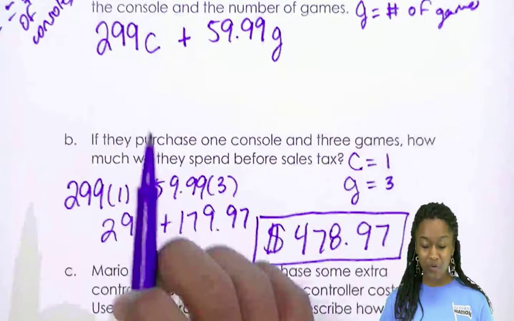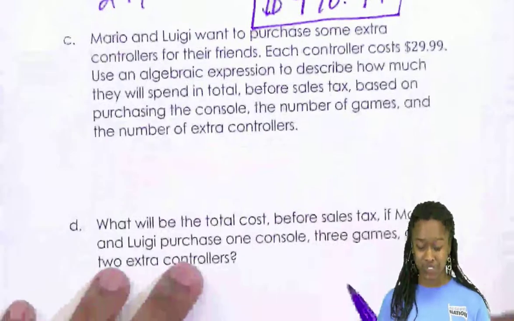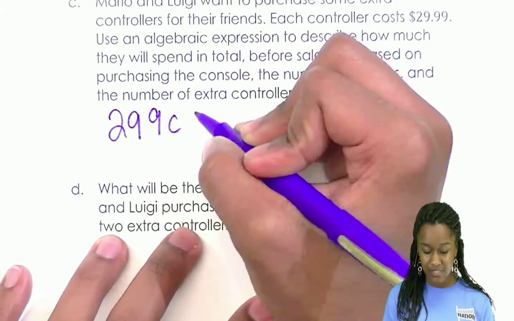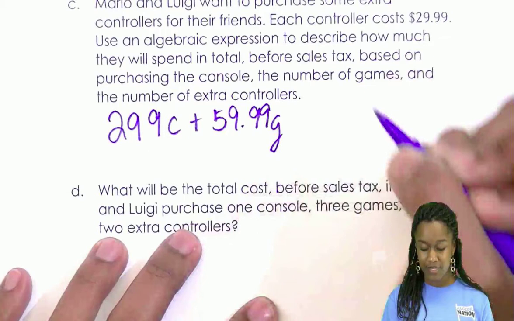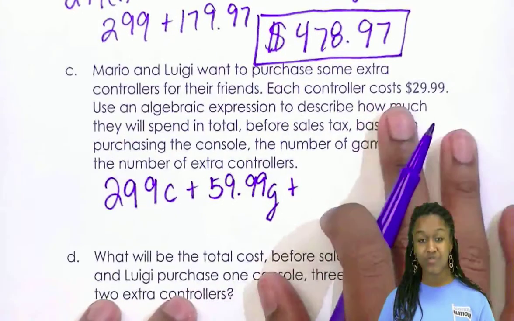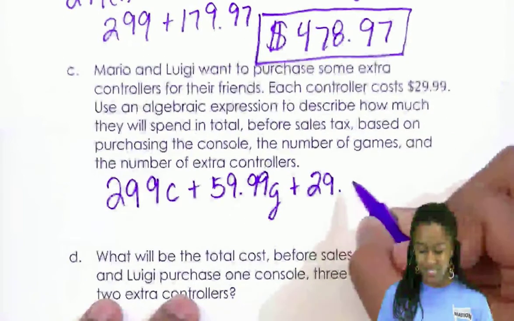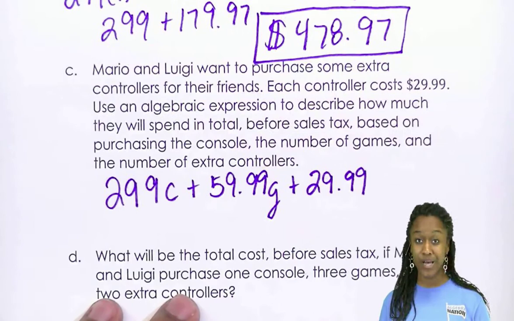Okay, so we already wrote an algebraic expression for the price of the console and the games. So we can take the beginning part of this and write it down here. But now we need to add the cost of the controllers. We know each controller costs $29.99. But do we know how many controllers we're going to buy?